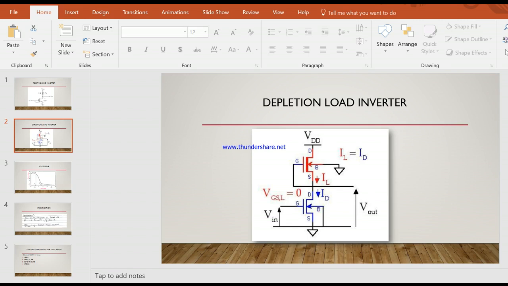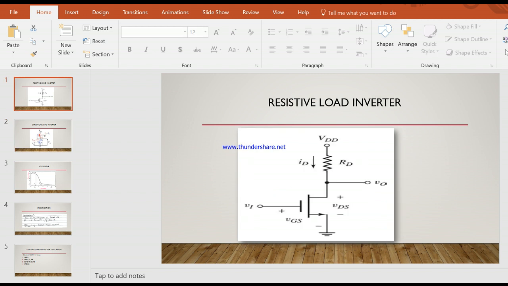In this session we are going to see the depletion load inverter. This is the circuit diagram of the depletion load inverter. Before going to this, let us see a resistor load inverter. Here in this resistor load inverter we have an enhancement MOSFET as a driver and a resistance, that is the load over here. This is the overall circuit diagram of the resistor load inverter.